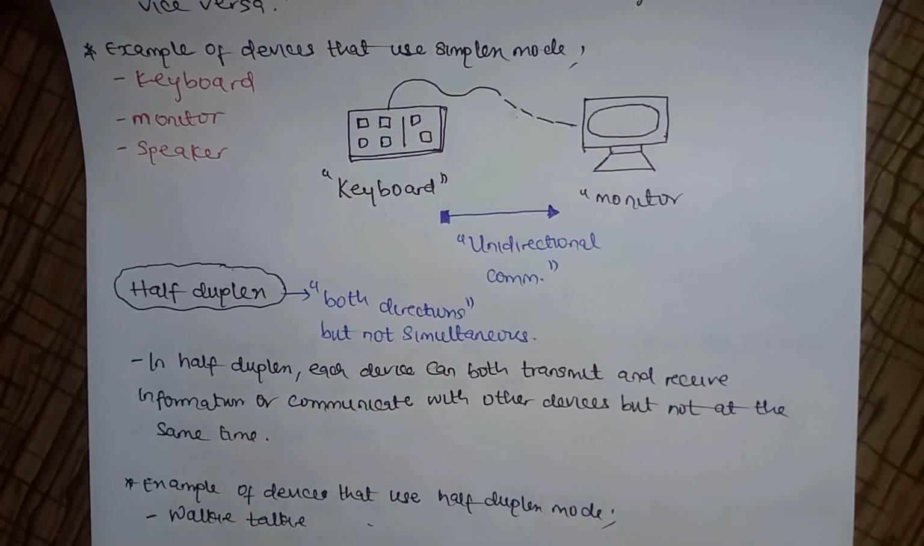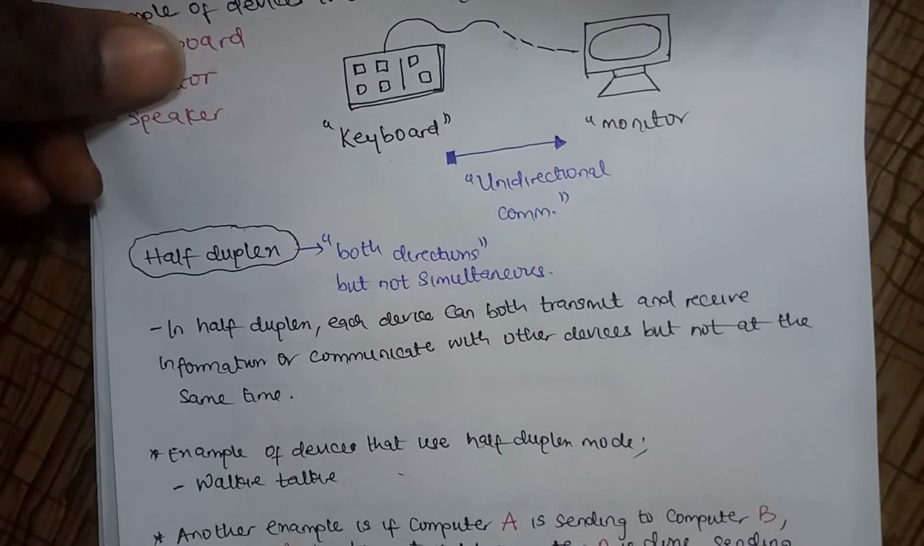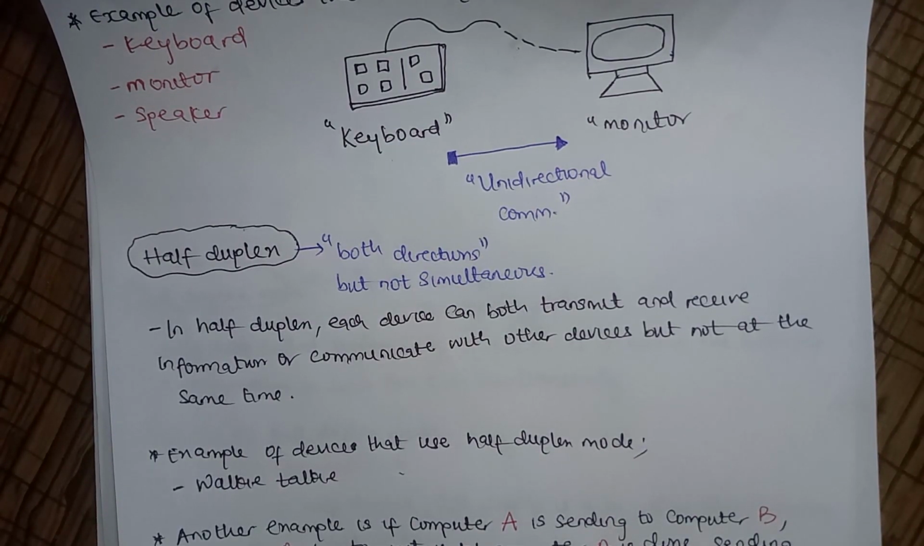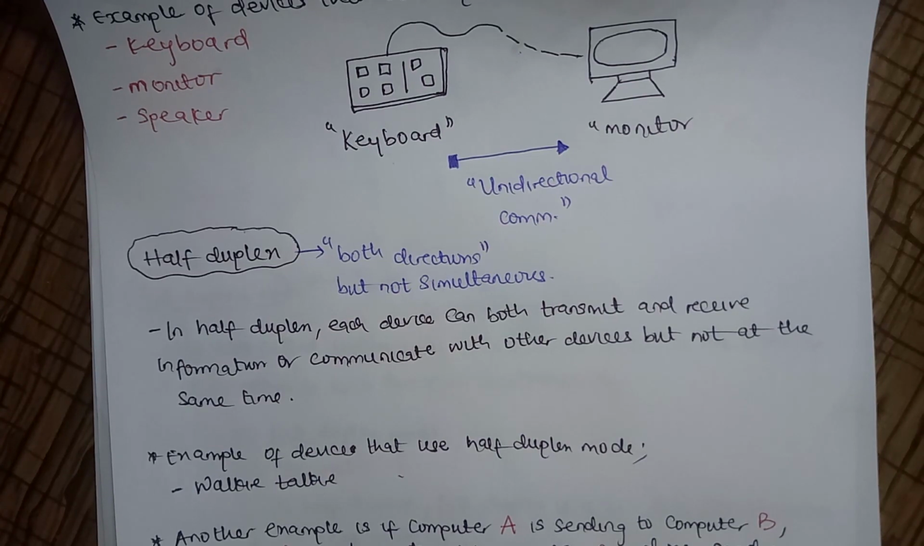Is it clear? Okay. An example of this is a walkie-talkie. Once person A is calling while holding the button, the other person B has to wait until he releases it before B can listen and reply. That's the way a half duplex works.